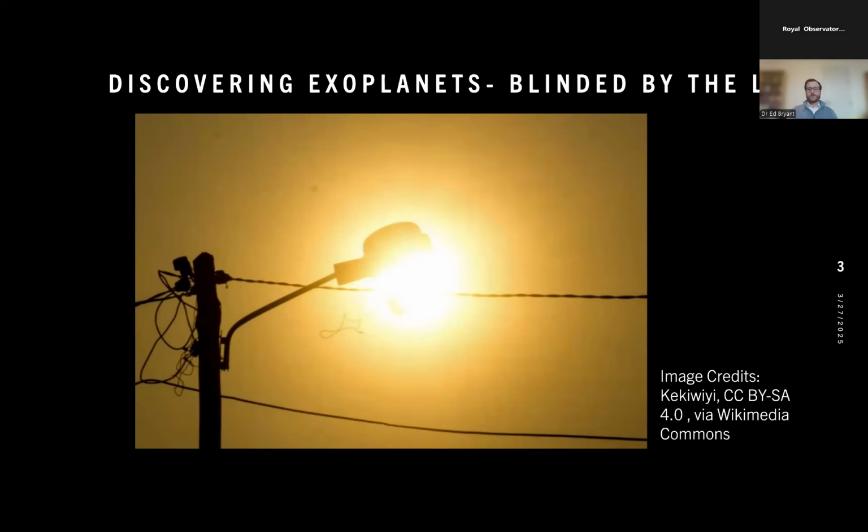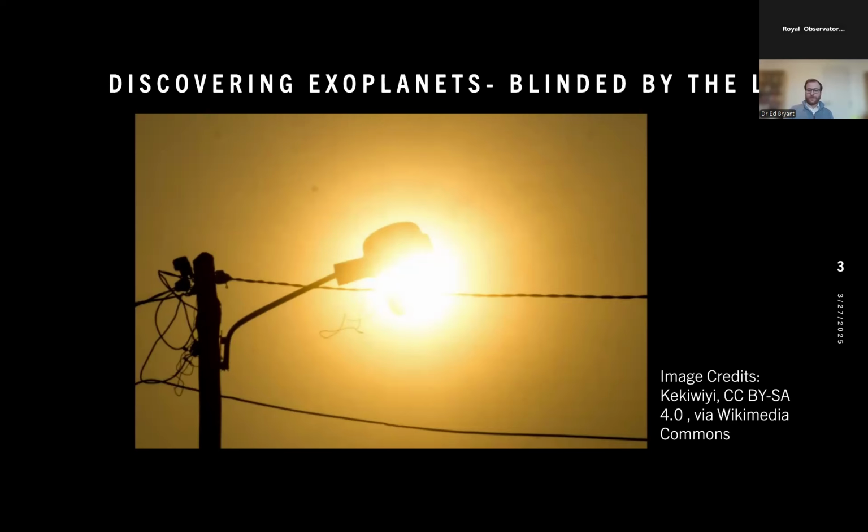And the same thing happens with exoplanets. Their stars are so, so bright, and their stars are so far away, that the exoplanet itself is just swamped by the light from the star. So we can't see them at all. We can't see these planets directly. So if we can't see them, how do we know they're there?